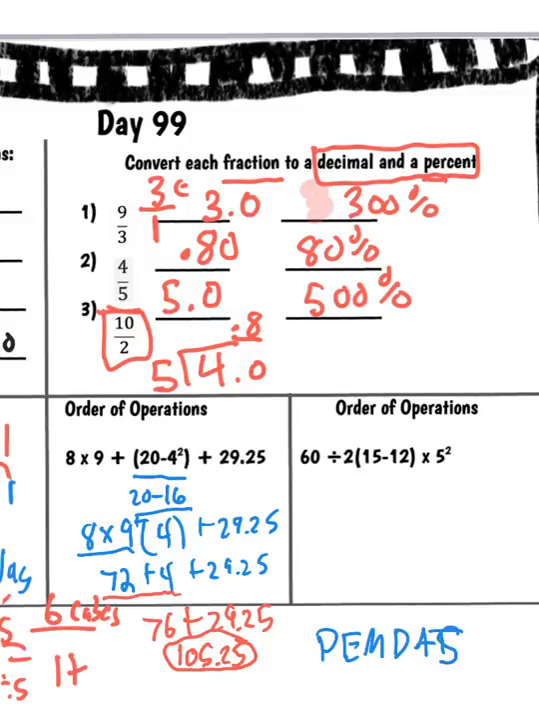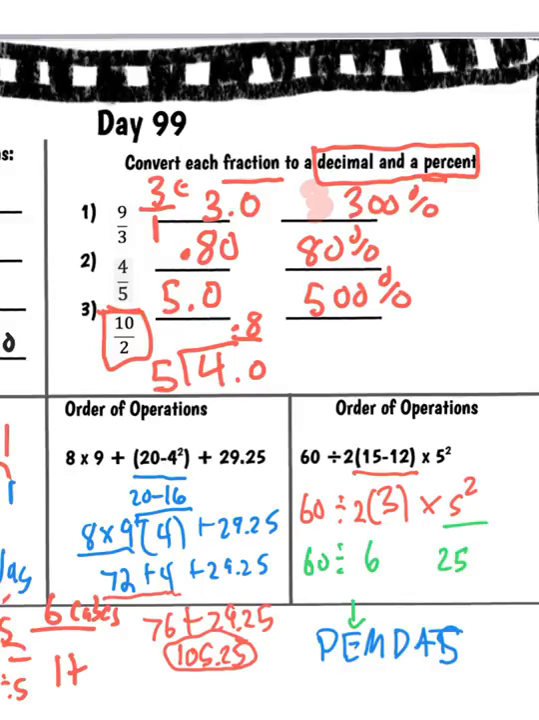All right, so same thing here. We do subtract first, bring down the problem. Make sure you include the parentheses so you know what to do. Parentheses means to multiply. Next, we do our exponent, which is 25, because that is the E in PEMDAS. 60 divided by 2 times 3, which is 6.